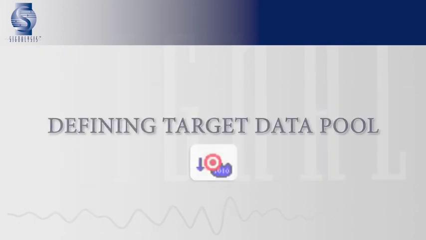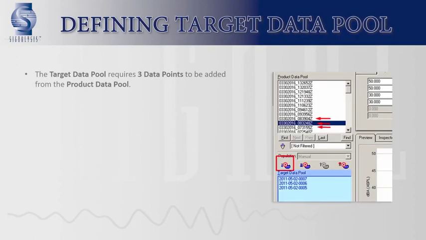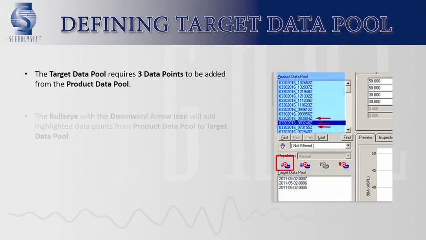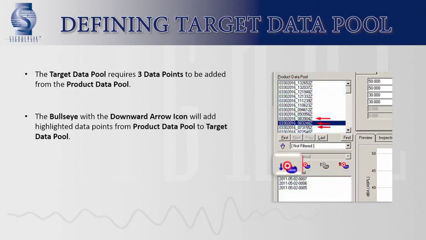A target data pool is a list of measured functions used to define tolerance limits. Typically, the list is a population of good units. The target data pool requires 3 data points to be added from the product data pool. The bullseye with the downward arrow icon will add highlighted data points from product data pool to target data pool.